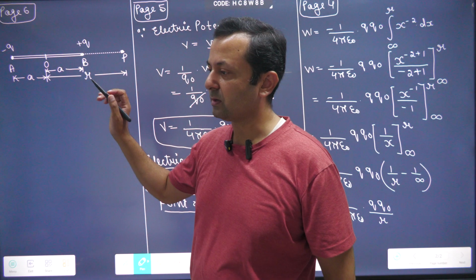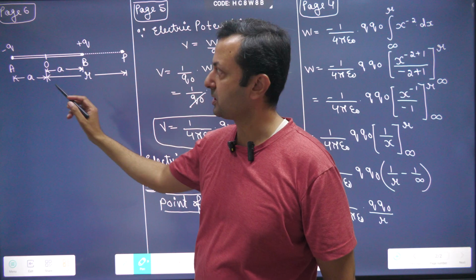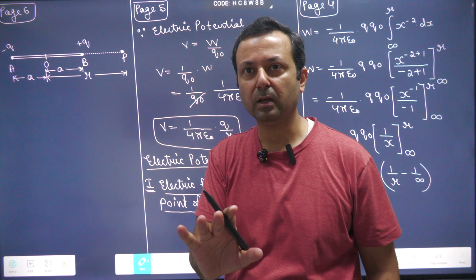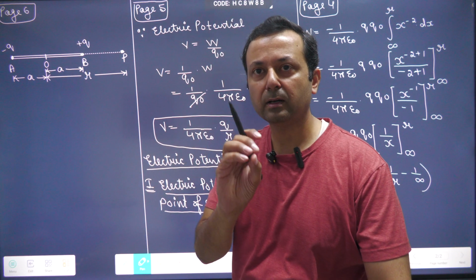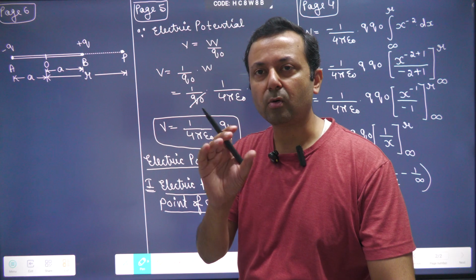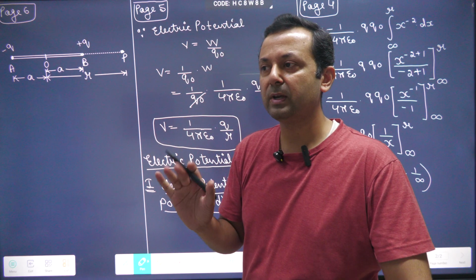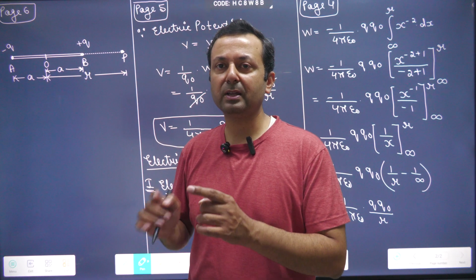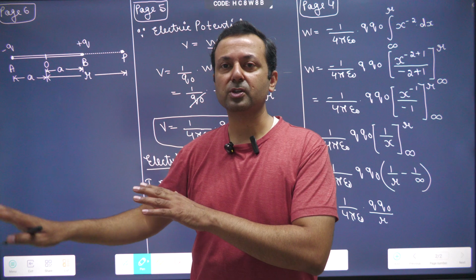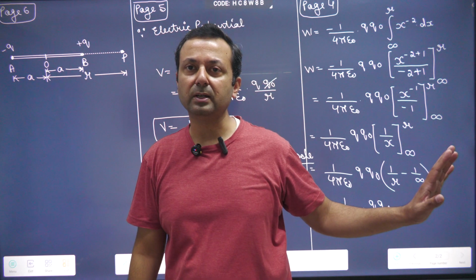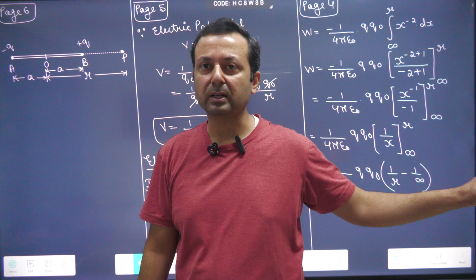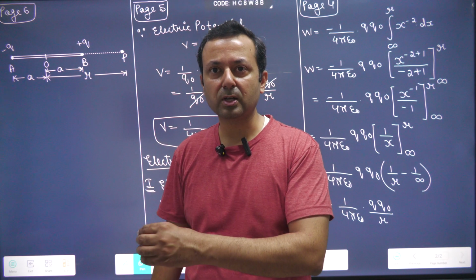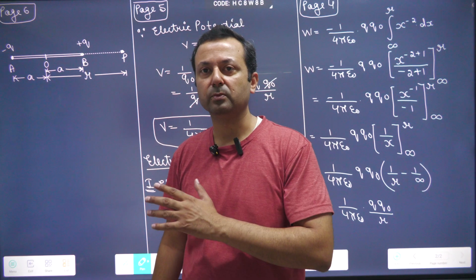So if I want to calculate electric potential due to the charge minus q, then I will consider it to be minus q only. But in electric field and electric force, we take only the magnitudes. Here we will take the sign also. This is the main difference between electric force, electric field and electric potential, because electric force and electric field were vector quantities, but electric potential is a scalar quantity. So in electric potential we consider sign also.